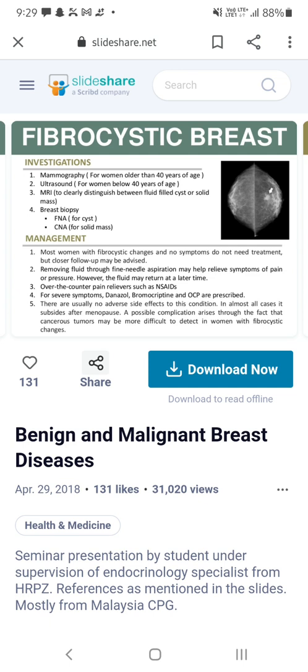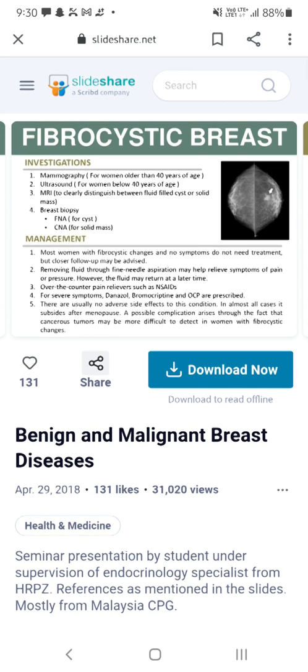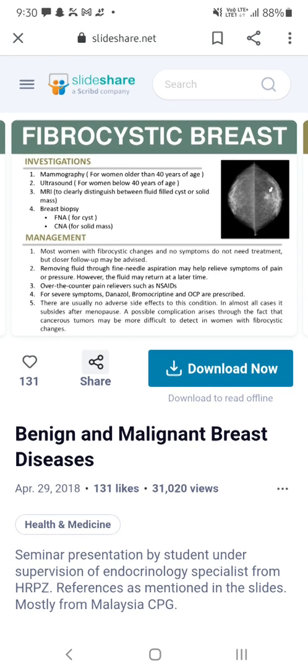So management: most cases of fibrocystic changes with no symptoms do not need treatment, but close follow up may be advised. Since these are small, only observation should be done and no such treatment should be performed. If there is any pus, you can aspirate it through a needle, and over the counter pain relief should be given. For severe symptoms, bromocriptine, OCP and danazol are prescribed. There are usually no side effects with this condition, and it mostly subsides after menopause.